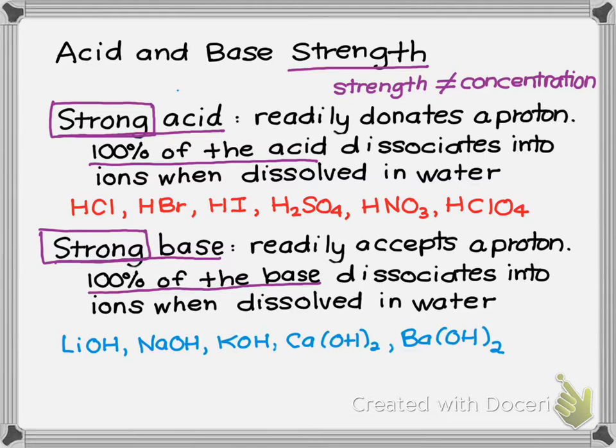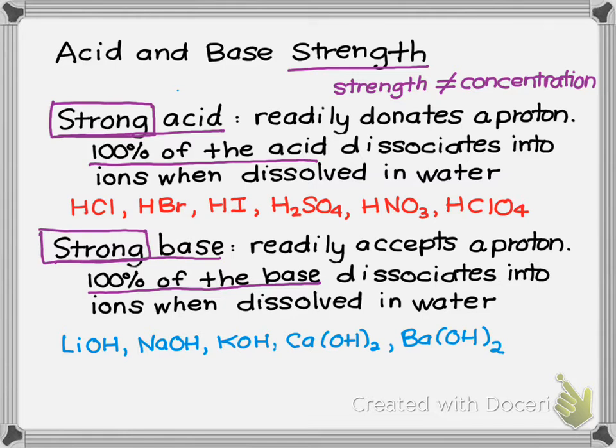Now, some common strong acids I have listed in red: hydrochloric acid, hydrobromic, hydroiodic, sulfuric acid, nitric acid, perchloric acid. Those are all strong acids. And the list of strong bases includes, it's not limited to, but all of the alkali metals and some of the alkaline earth metals, hydroxides. So these are the list of strong acids and strong bases.